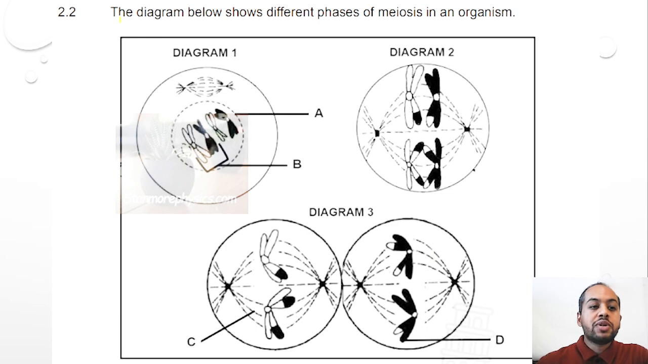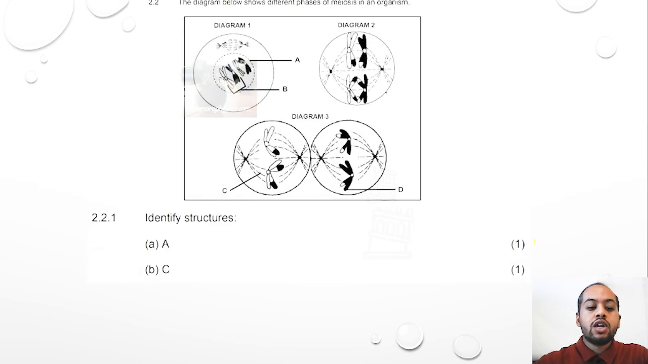The next question, 2.2, says the diagram below shows different phases of meiosis in an organism. So you have diagram 1, diagram 2, and diagram 3, each showing you phases of meiosis. The first question, 2.2.1, says identify structures A for 1 mark. So if you look at structure A, it's pointing to the nuclear membrane. Structure C is pointing to the spindle fibers.